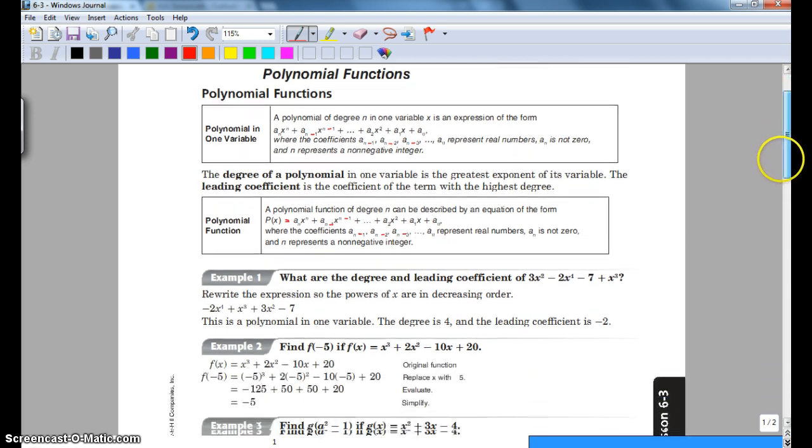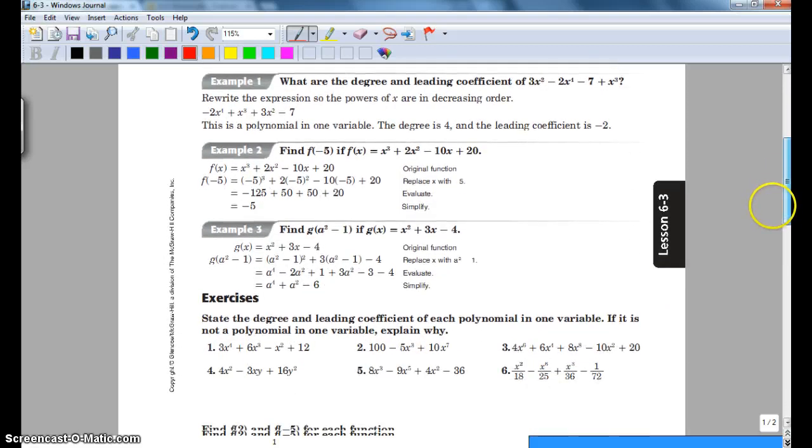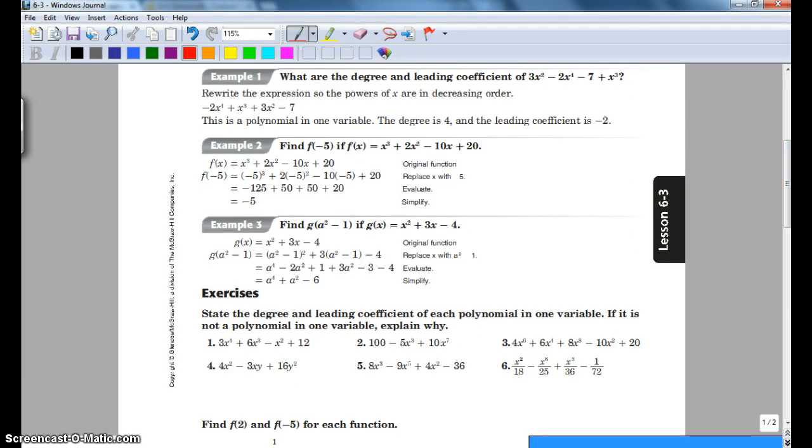Which leads us to example 1. What are the degree and leading coefficient of 3x squared minus 2x to the fourth minus 7 plus x to the third? So the directions tell us to rewrite the expression so the powers of x are in decreasing, or descending, order. So we start with negative 2x to the fourth because that is the highest exponent. The next highest would be x to the third, and then the next 3x squared, and then your final term would be your constant, negative 7.